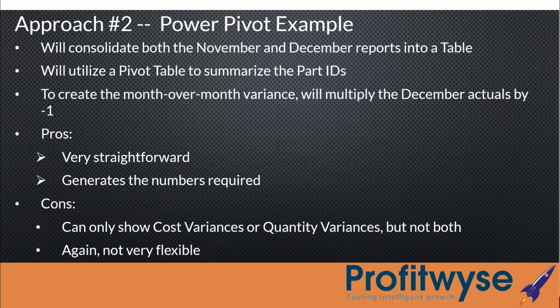So again, this is very straightforward. Gets us the numbers. It'll allow us to do the sorting automatically without having to create another table. But again, it's not super flexible. It only allows us really to look at the variances, and it doesn't really allow us to add in more data if we want to add in more months and do a more sophisticated analysis. But let's take a look.